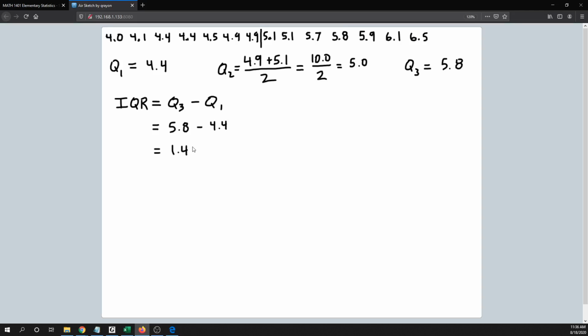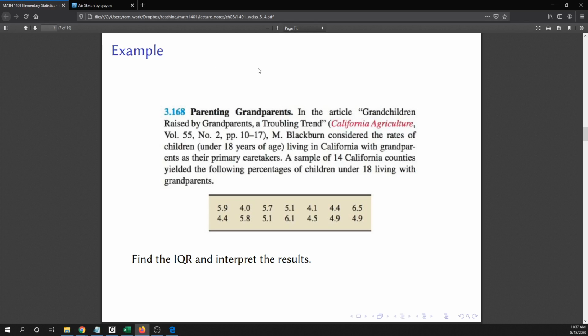All right, so the IQR is going to tell us how spread out the data is, right? So about 50% of the data will lie in this range, from 4.4 to 5.8. So the higher the IQR is, the more spread out the data is. All right, and so that is it on this particular video.